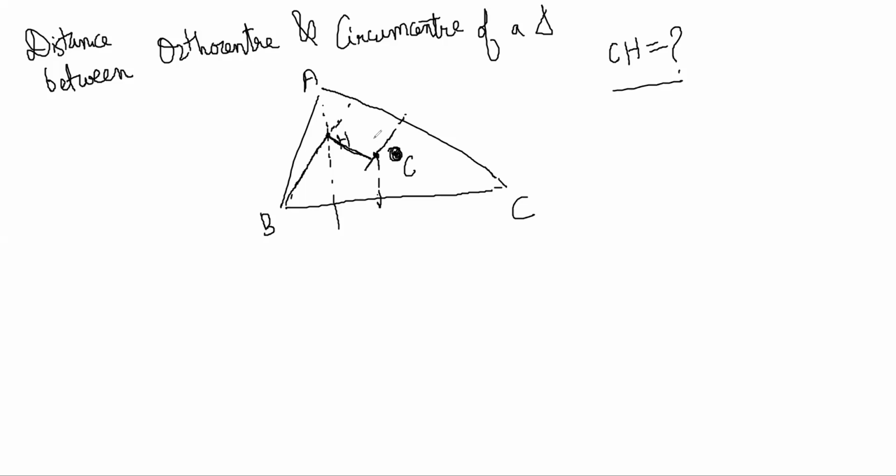Now think about what you will do here to find CH. To find CH, what will you do? What is the idea? Right now CH is hanging in the middle of the triangle, right? Like it's an arbitrary distance which is not part of anything, right? So the first thing to do is to make it part of some triangle.